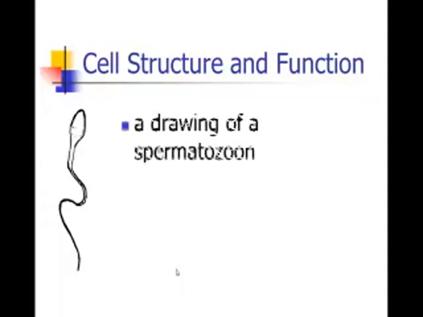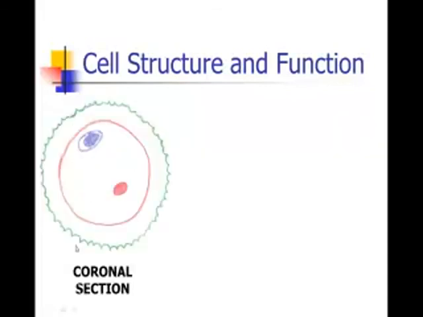So here is a spermatozoon. Up here is where the genetic material is. This is where the mitochondria are that produce energy, the ATP. Well, they don't produce energy, I'm sorry. They produce ATP that's used in the swimming motion. And then we have the flagellum, and the flagellum is responsible for the swimming.